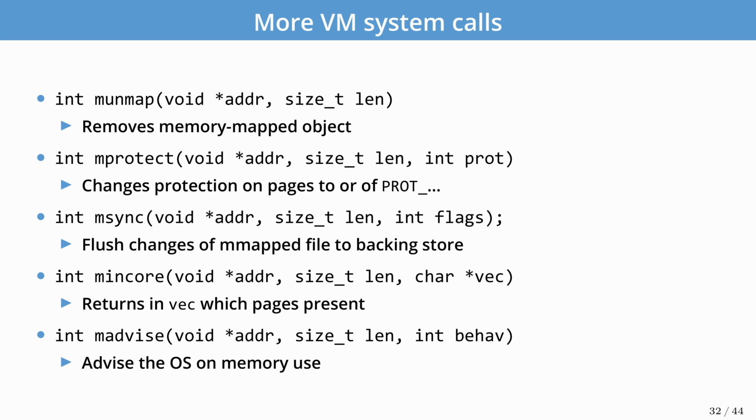And also mincore, which allows you to identify which memory is actually in memory and which memory has been swapped out or not currently mapped. And some operating systems also have madvise. madvise allows you to tell the operating system about the access pattern and other hints of what you plan to do with the memory.